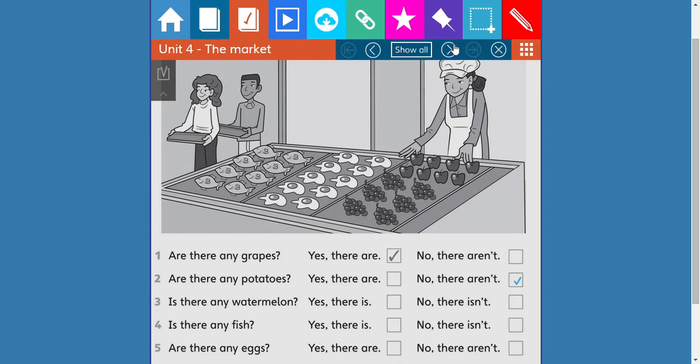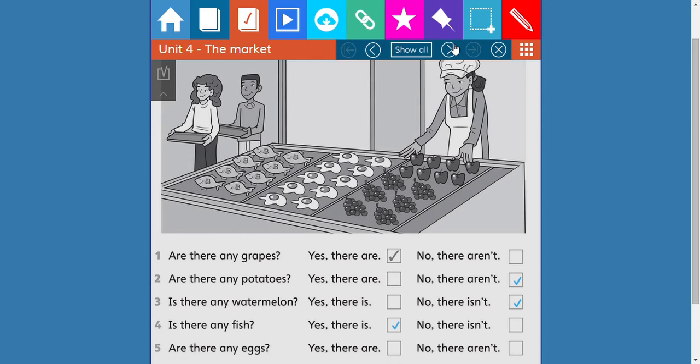Now question number 3. Is there any watermelon? No, there isn't. No, there isn't watermelon. Number 4. Is there any fish? Yes, of course. Look at the table. Here we have fish. Yes, there is.